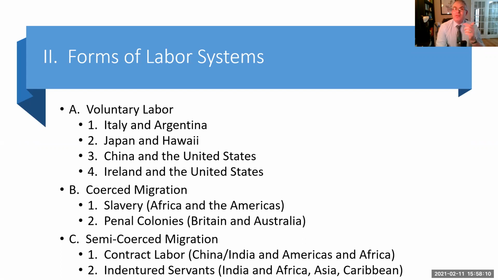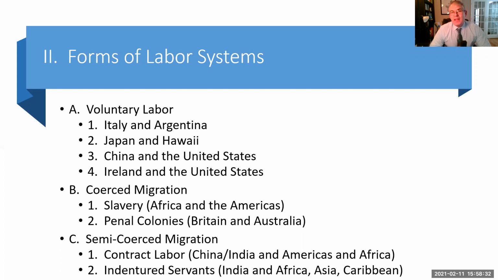But then we also have another form of coerced labor in the form of penal colonies. So, for example, prisoners who are given a choice whether or not to rot in jail or to go to a colony and try and make something. And the best example of that type of coerced labor would be the British sending prisoners to Australia.